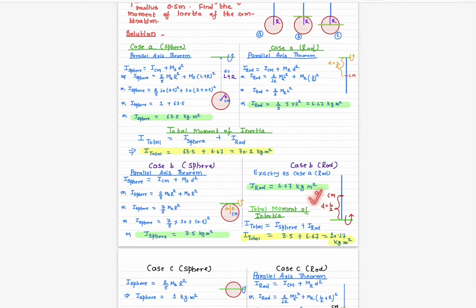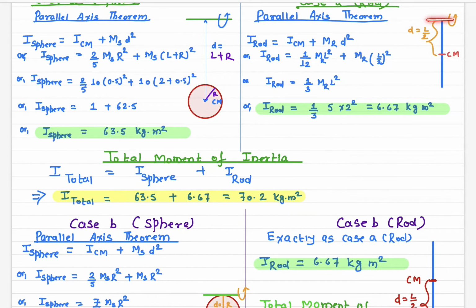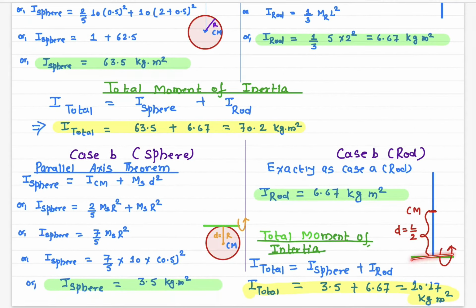Between this case and this case, there's no difference at all. Here we have calculated about this end. Now here we're calculating about this end, which is exactly the same. So we'll again get the same value, 6.67. It's exactly as case A.